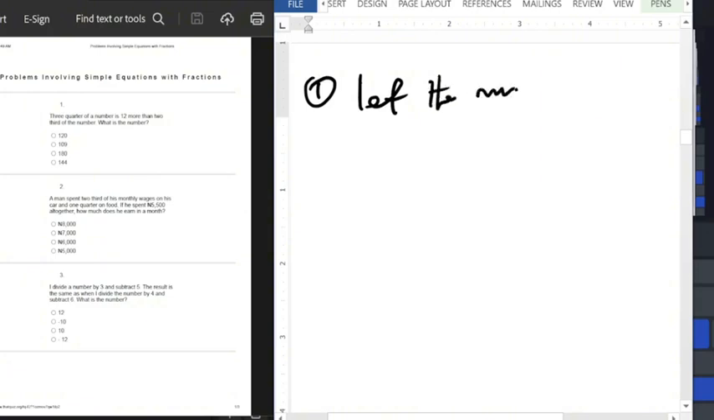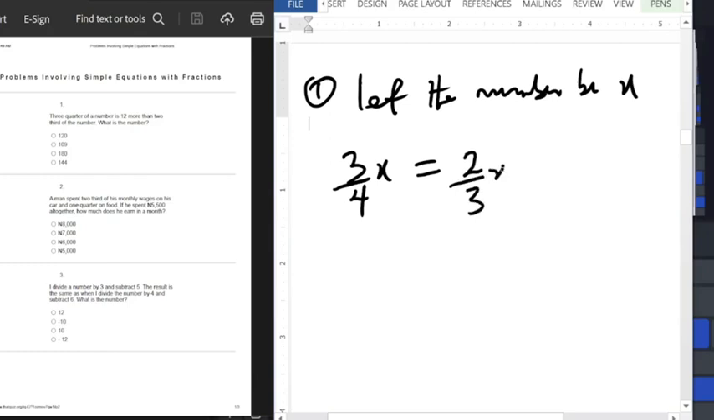Let the number be x. So 3/4 of it, that is 3/4 of the number, 3/4 of x, is more than, that is equal to 2/3 of it, that is 2/3 of the number plus 12.